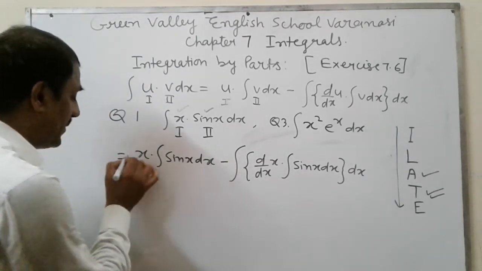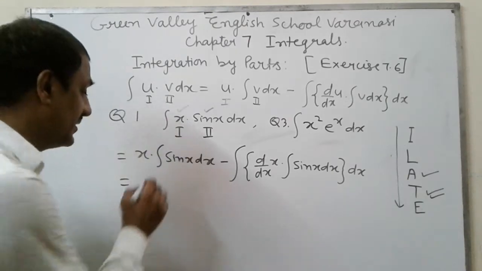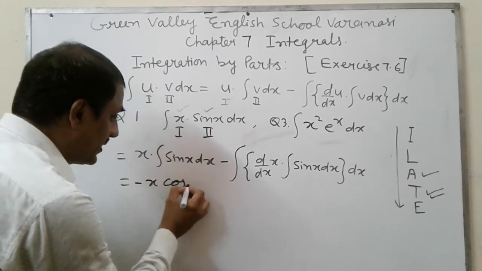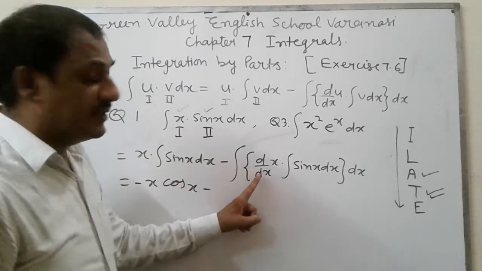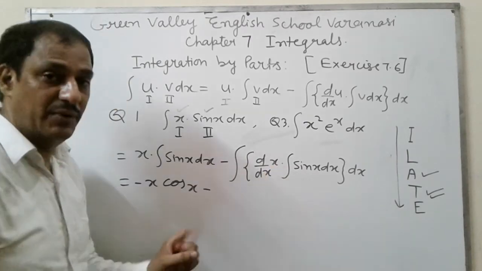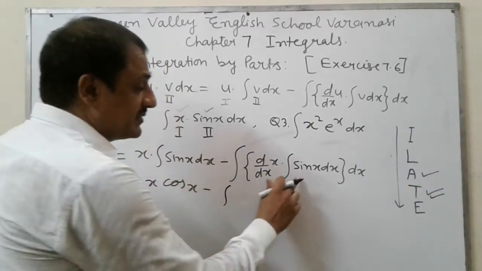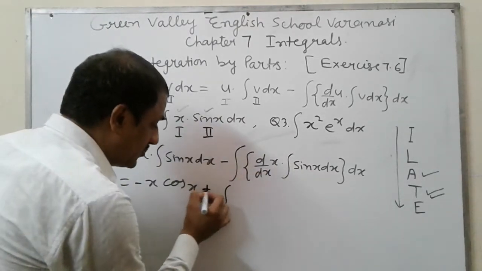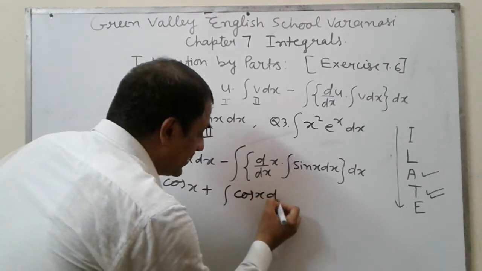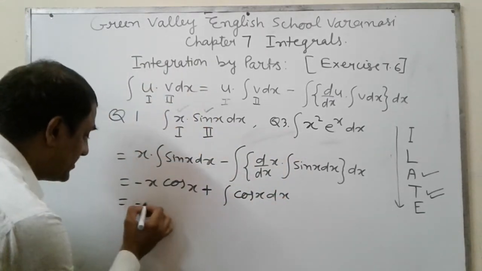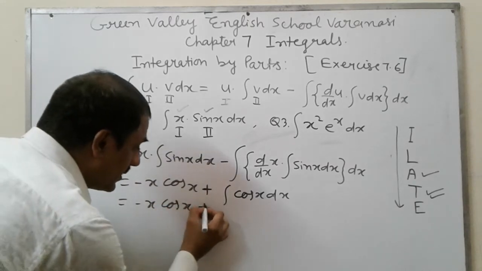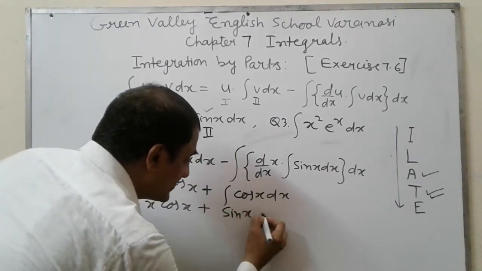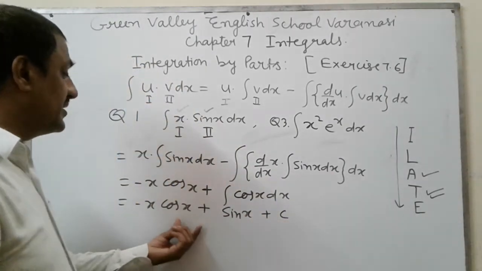Now children, do you know the integration of the sine function? The integration of sin x is minus cos x. Now it will become minus x cos x minus, the differentiation of x with respect to x will be 1, and the integration of sin x is minus cos x. So minus and minus will become plus, cos x dx. In the next step, the integration of cos x will be sin x plus c. Children, this is the integration of this function.